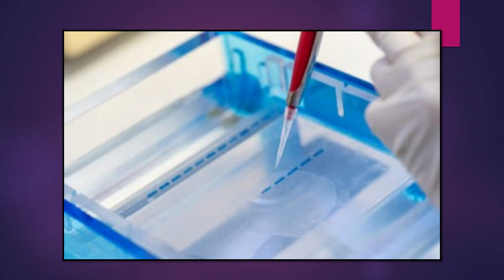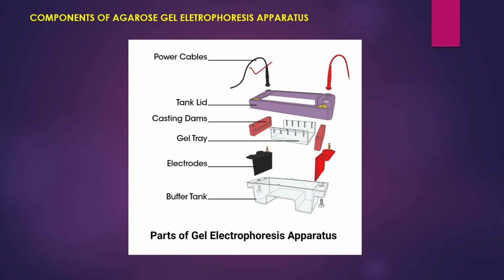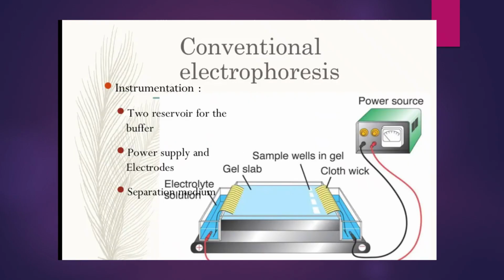This is how the loading will occur. With the help of a micropipette, we can load the sample into the wells which are formed with the help of a comb. Okay. Now let us move on to the components of agarose gel electrophoresis. So there are power cables, as I said, cathode and anode electrodes, tank lid, casting dams, gel tray, electrodes, and buffer tank. So these are the components of the agarose gel electrophoresis apparatus.